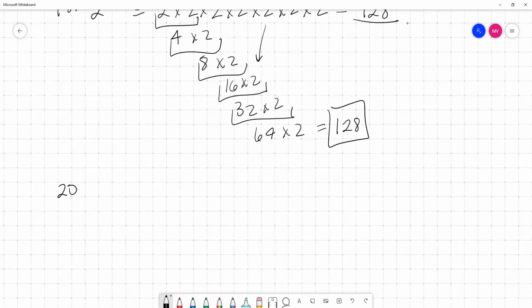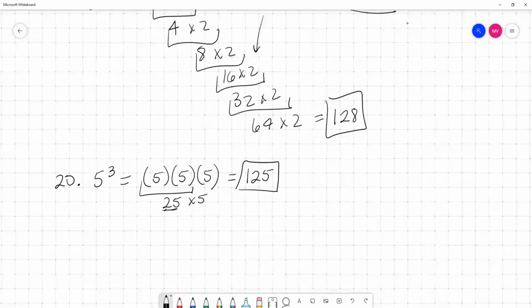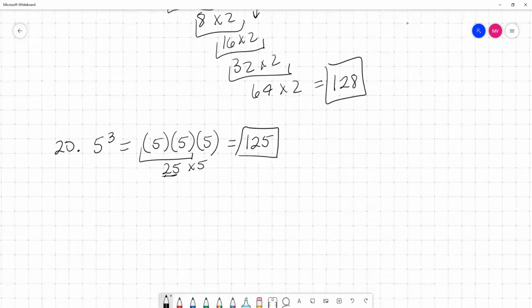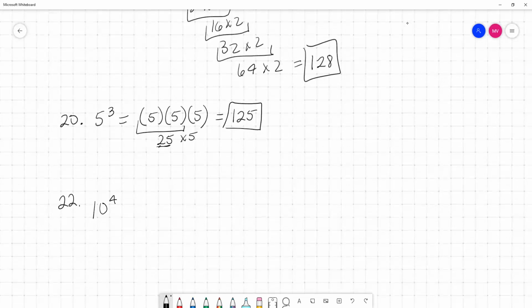Number 25 to the power of 3. What do we call that? 5 cubed, otherwise known as 5 times 5 times 5. Yes. So 5 times 5 is 25, times 5 is 125. Think of it in terms of quarters. Once you got that 25 in there, how much money is 5 quarters? $1.25. Okay, number 22 is 10 to the 4th.